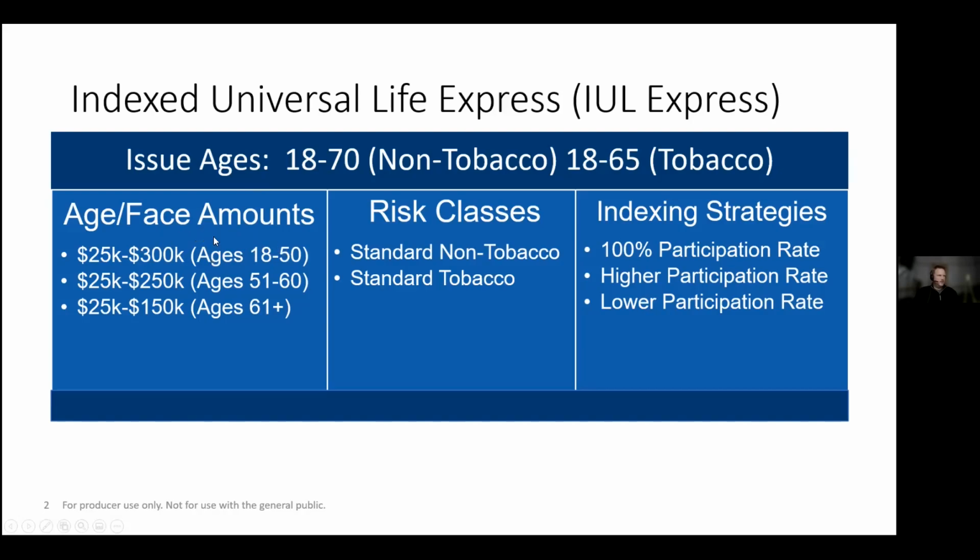For the face amounts, we're going to do 25,000 to 300,000 on ages 18 to 50, and then it goes up to 250 from 51 to 60, and then 150,000 for 61 plus, so 61 to 75, maximum 150,000. So the risk classes on this are either standard tobacco or standard non-tobacco. And we have a few different index strategies here. I can go into that a little bit more when we go through an illustration to give an idea of what these different ones will do.